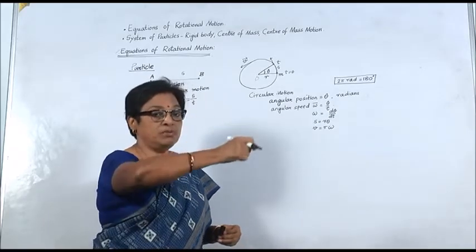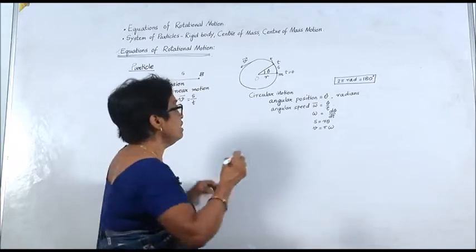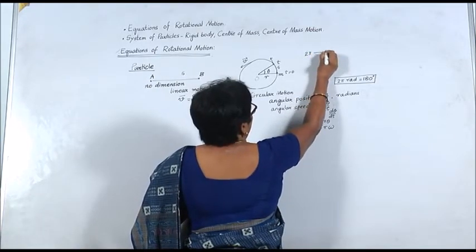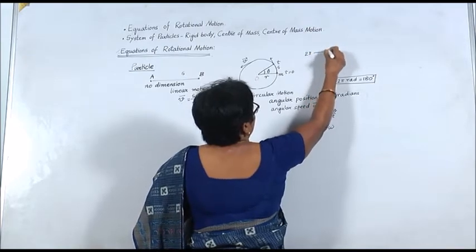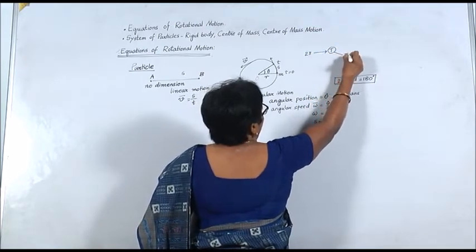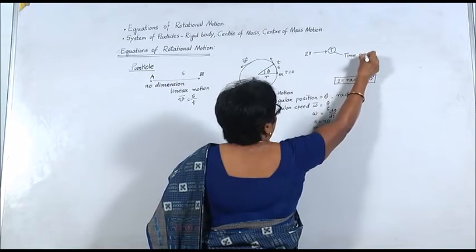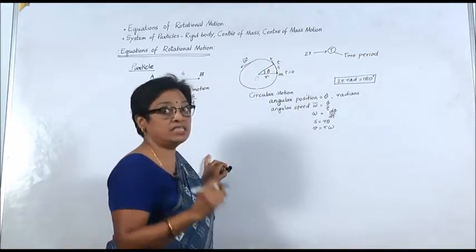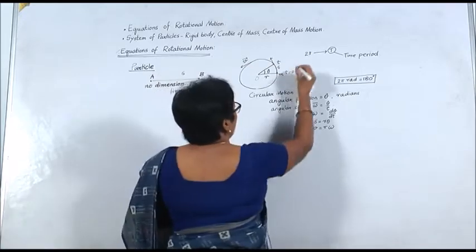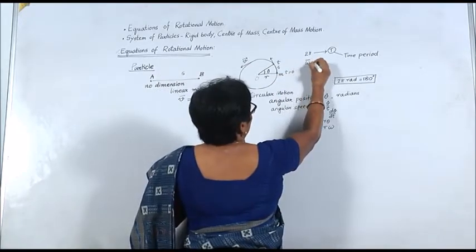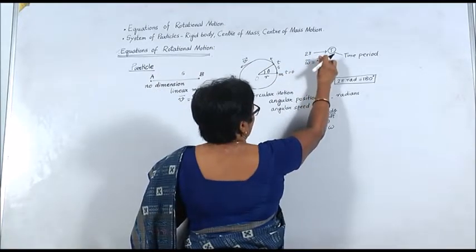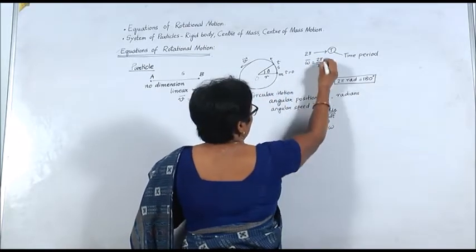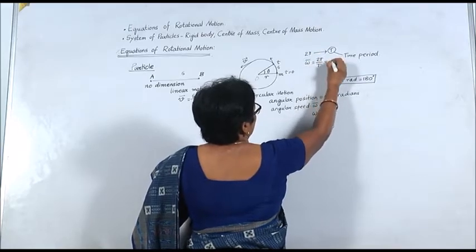Suppose the 2 pi angle is covered in time capital T, then capital T is called the time period. That means it takes T time to complete one circle, that is its time period. Then the angular speed will be 2 pi angle covered divided by time taken. So, 2 pi by T will be our omega, and 1 by T is called the frequency.